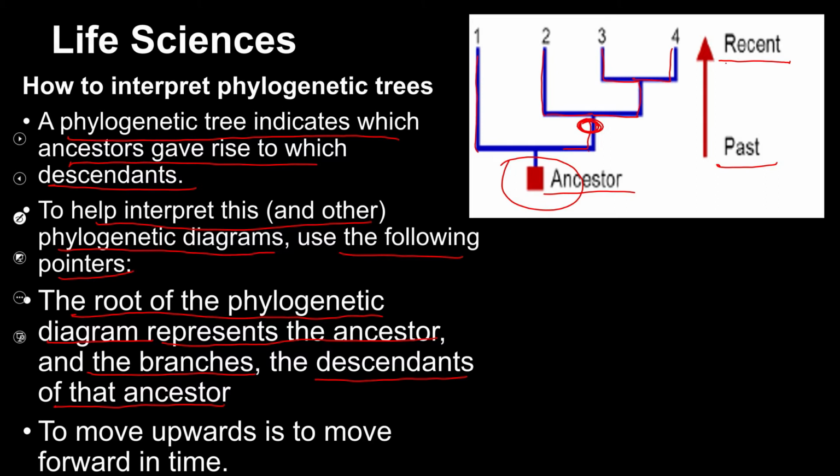So that now becomes the common ancestor of species 2, 3, and 4. If I go to this point over here and I have a look at the common ancestor, again, it's now no longer the common ancestor of 1 and 2, but it is the common ancestor of 3 and 4. Okay, so that's how we start looking at an ancestor, for example. And when we move upwards in the phylogenetic tree, it basically means we are moving forward in time, so we are moving more towards the present.